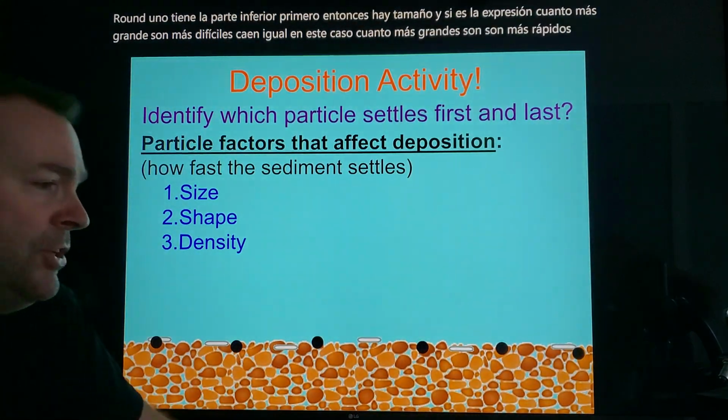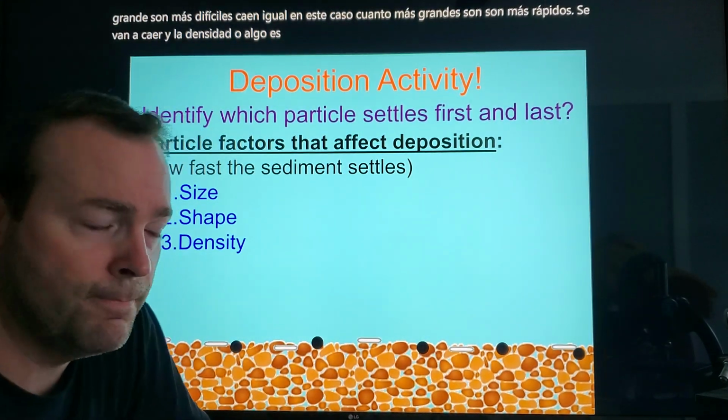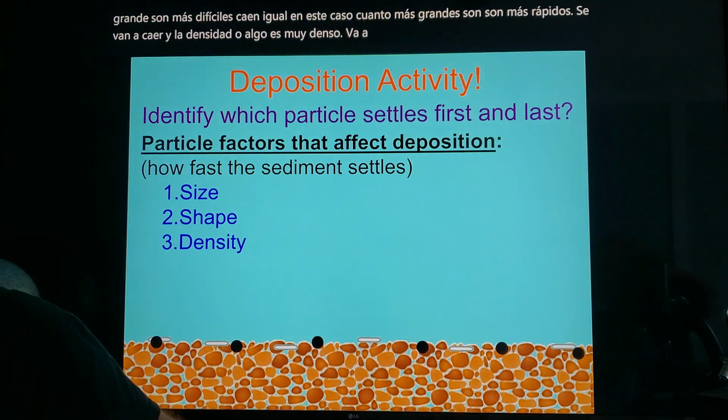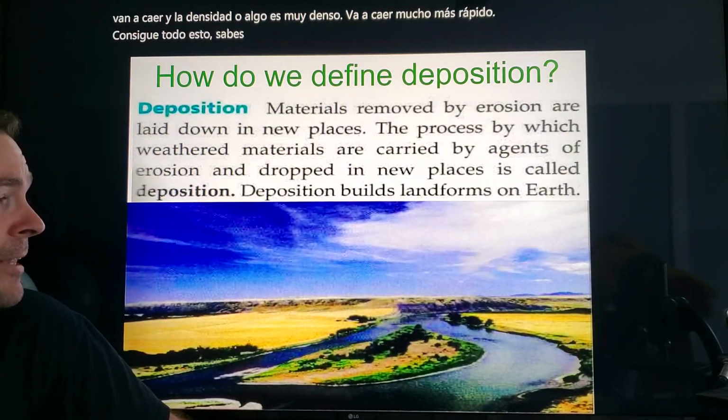And density we mentioned, right? If something is very dense, it's going to drop much, much faster. Okay? Get these all in your notes, folks. Quick little background reading. Make sure you read that through.